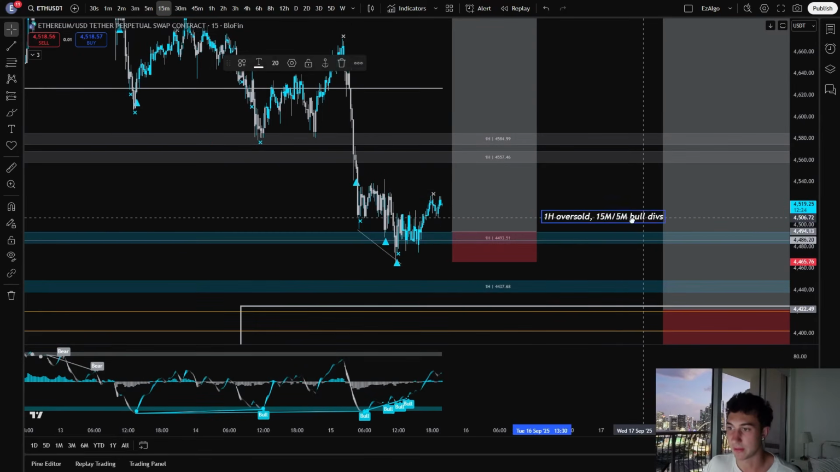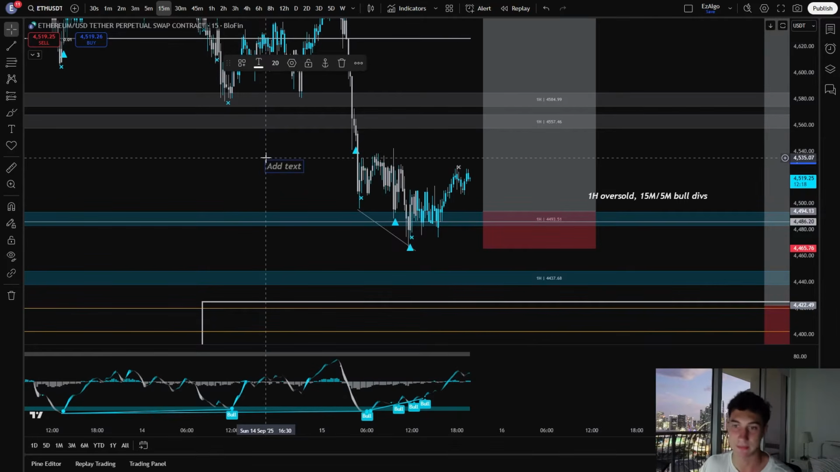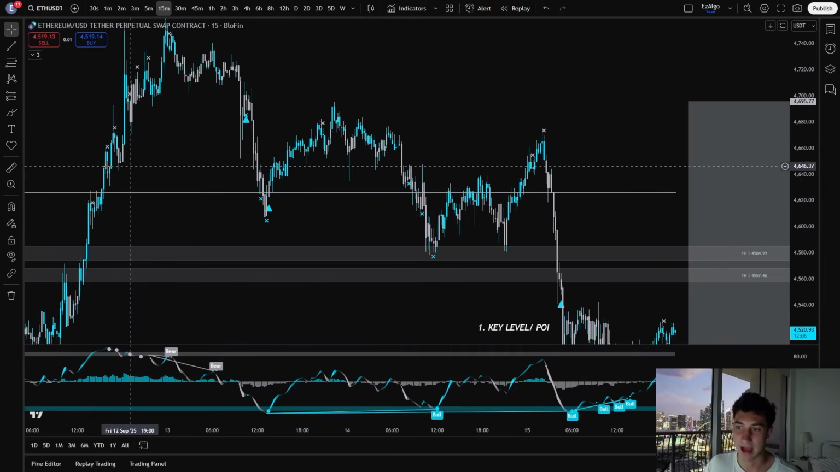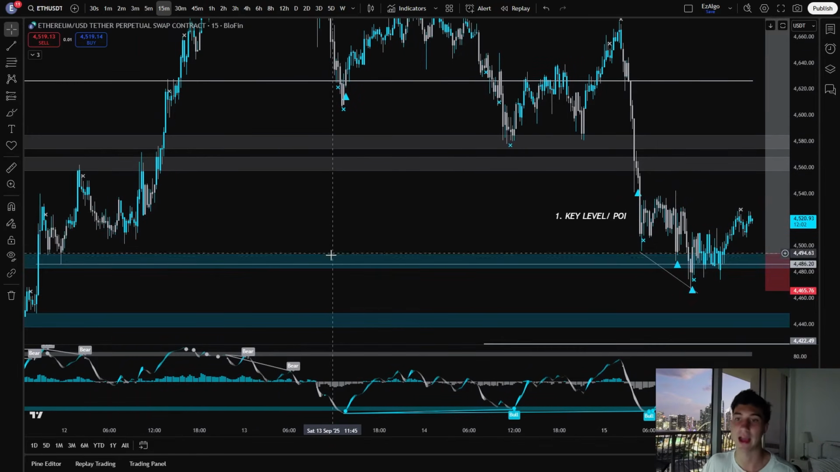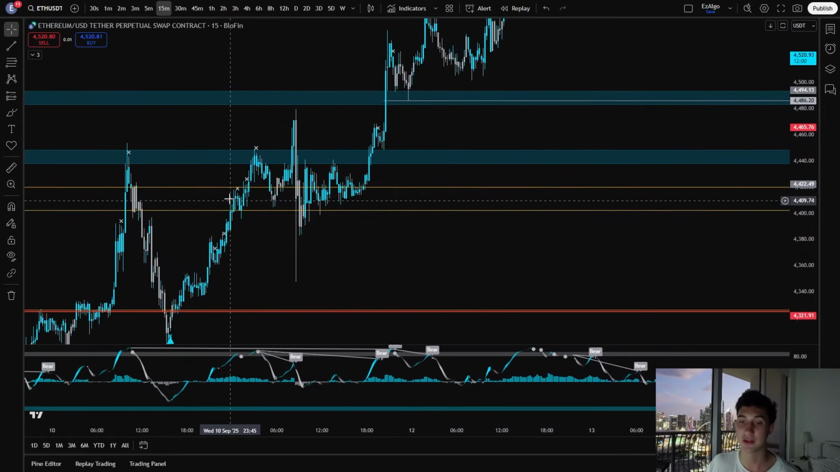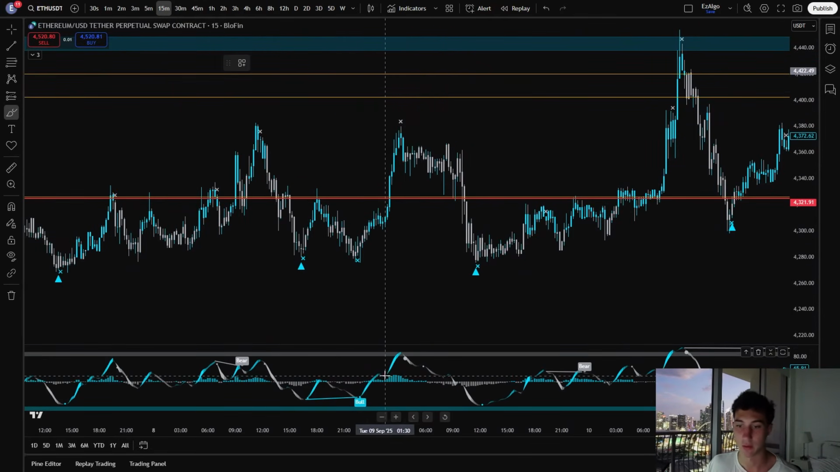So taking a look at Ethereum here, right? Let's do this together step by step. We have price at a key level, right? This is step number one. We need to make sure price is at a key level or a point of interest. But as you can see, just in general, these bullish and bearish divergences are very accurate, especially when you're using this multi-time frame divergence analysis and you are trading with the trend.